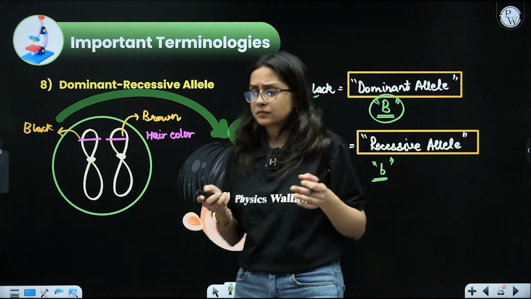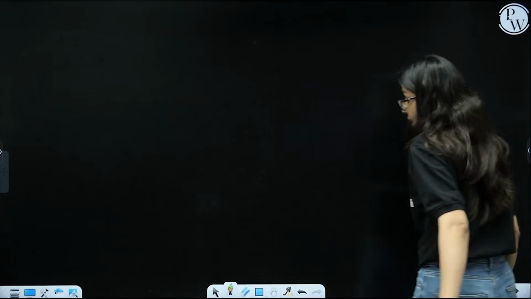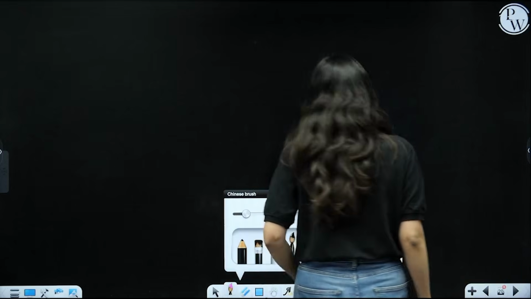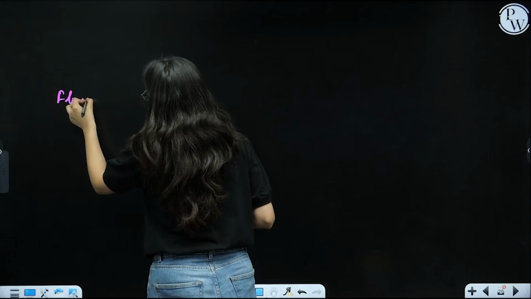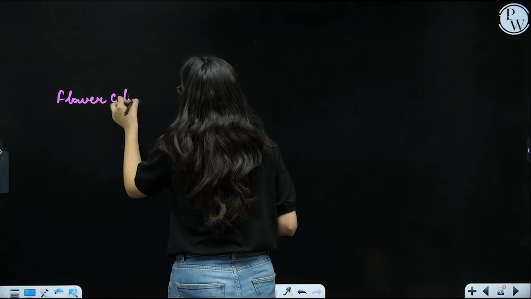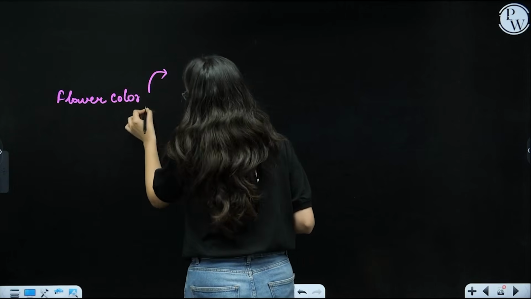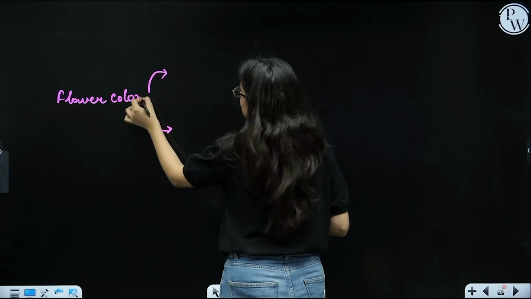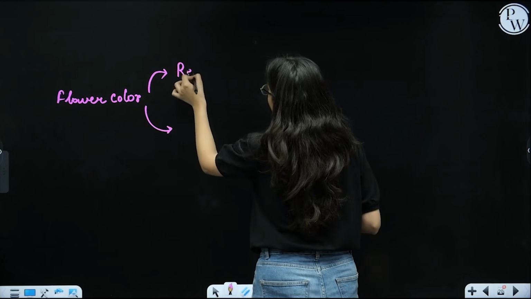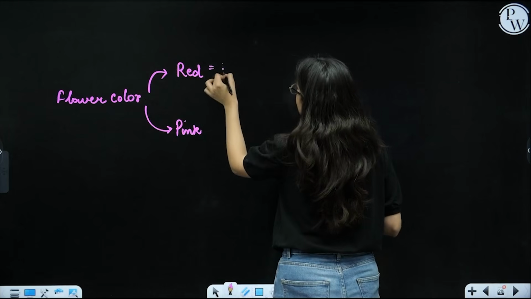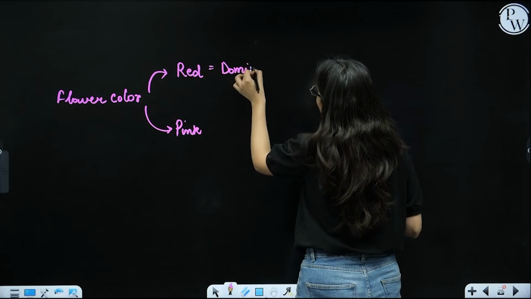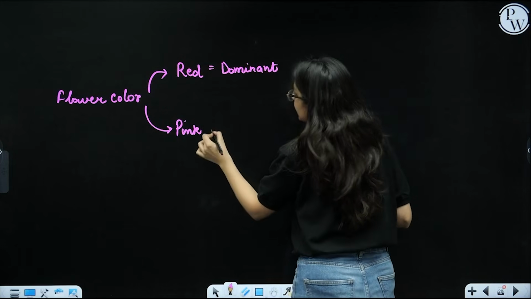Got my point? Let us take another example of this, okay, because students can get confused. Think of this to be a flower color. Okay, let us see a flower color. In a flower color, let us say that there are two colors. This is a gene for a flower color which has two colors. One is red and the other is pink. Now red is actually the dominant allele and pink is actually the recessive allele.